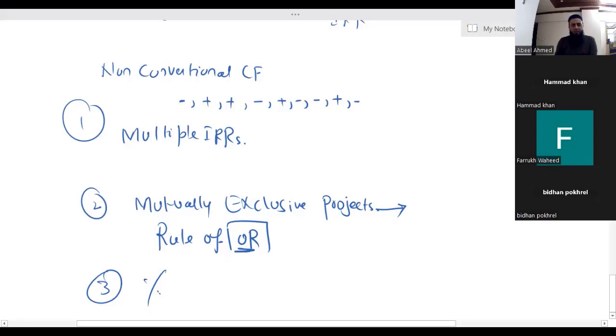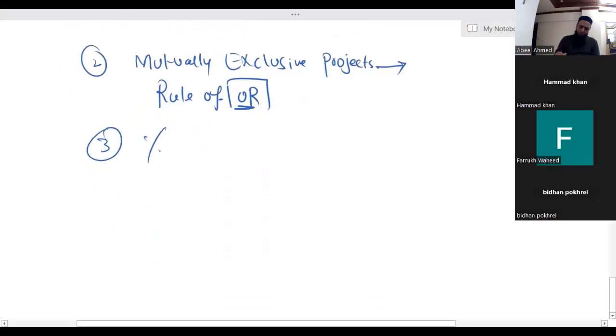On the other hand, if we say something in favor of IRR, or the advantages of IRR: obviously IRR works on cash flows. Second, IRR considers the time value of money. All these things are good, but it has limitations. It has one more limitation. What is that? Let's take an example.